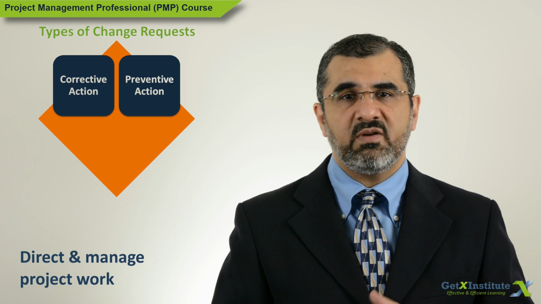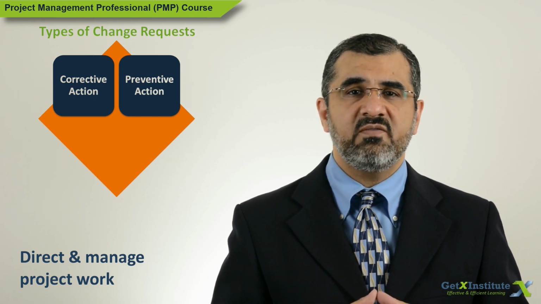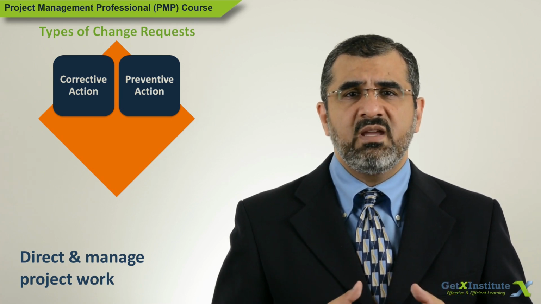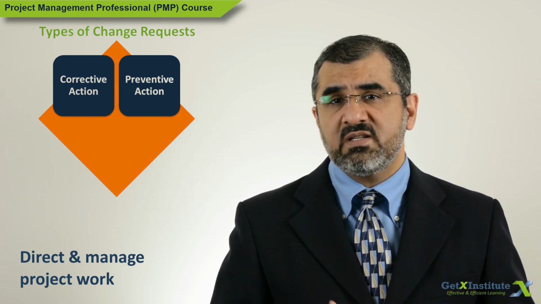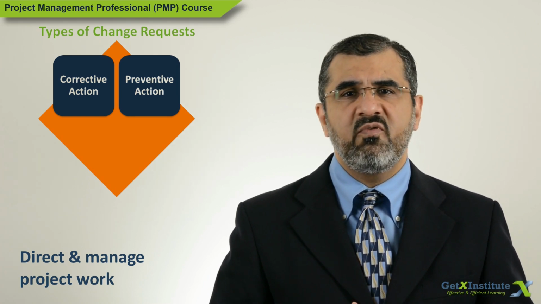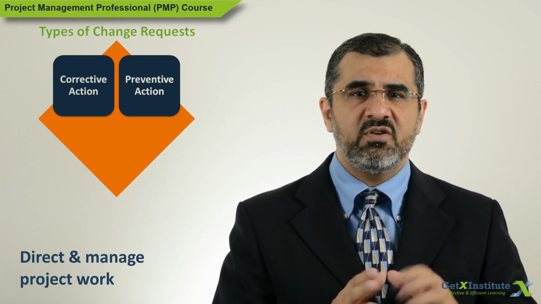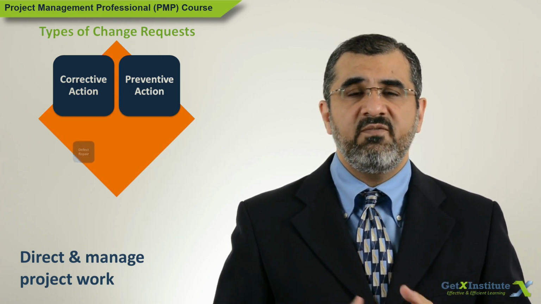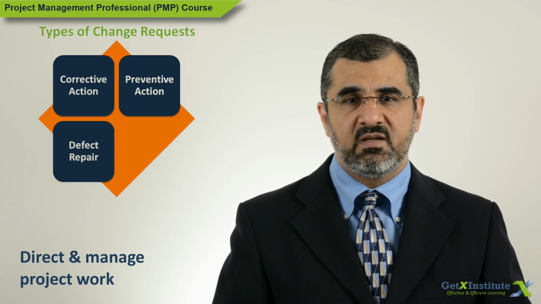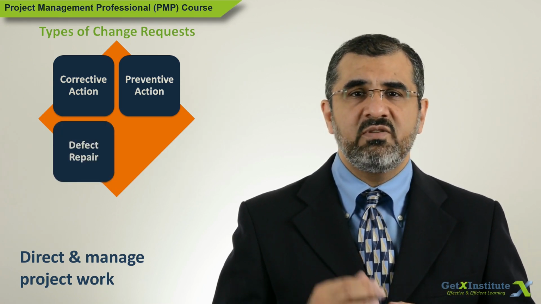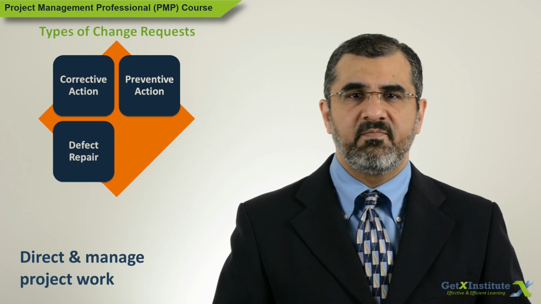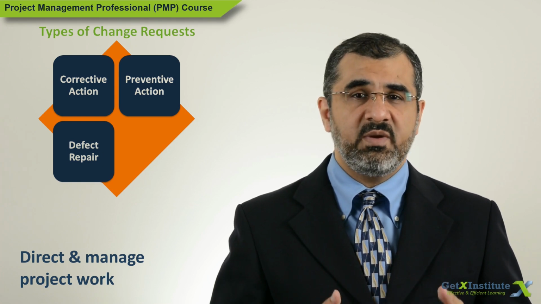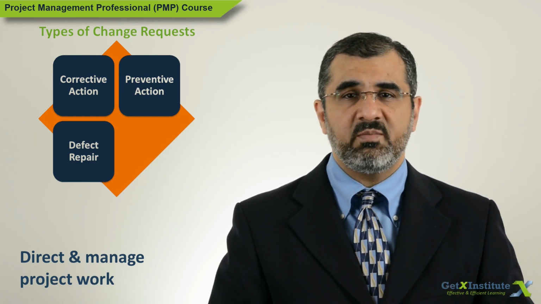Preventive action change request. This type of change request is for thwarting a threat. Something may break or may give bad output. So a change request is put in to modify, improve, patch up so the problem never shows up. It prevents the issue from occurring. Defect repair change request. This change request relates to deliverables and other artifacts. If a deliverable is defective, it needs to be fixed. So a defect repair change request can be put up for that purpose.